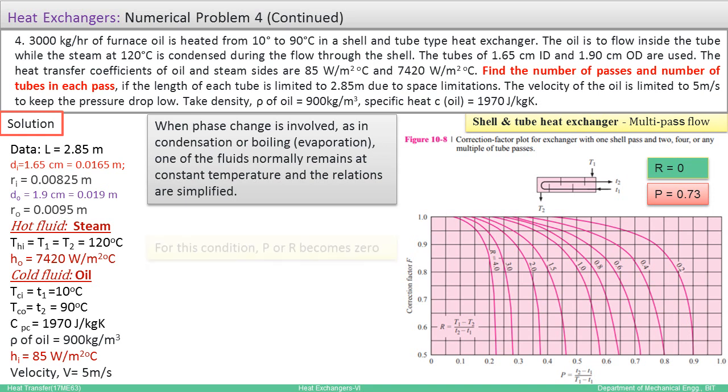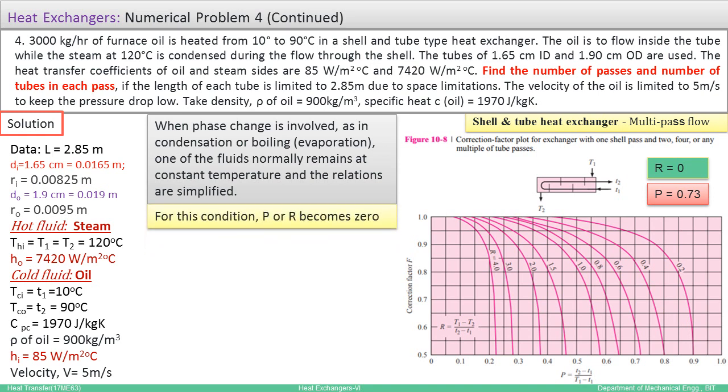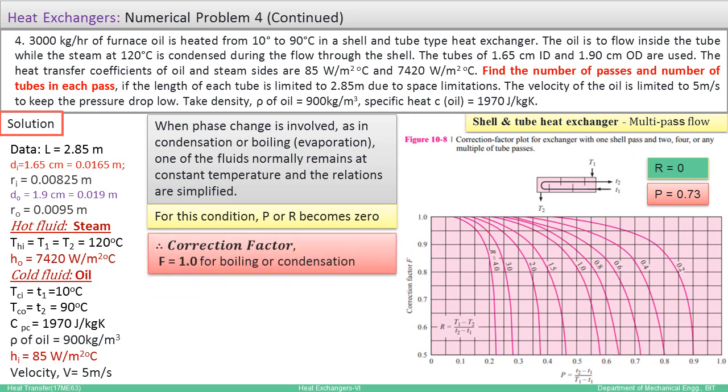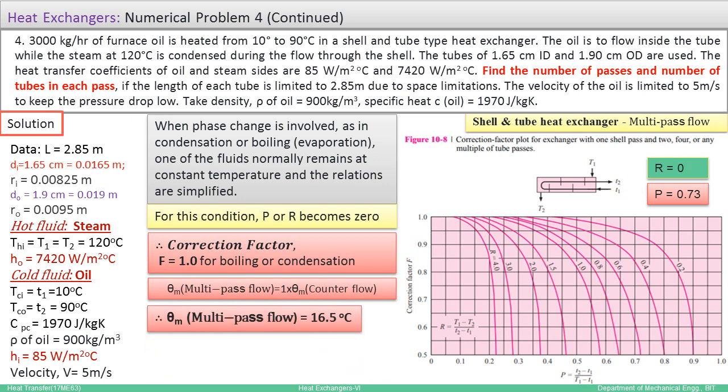So because of this, we can say P or R becomes 0. Definitely this correction factor becomes equal to 1 for boiling or condensation. So that's what we have now. This is what we have for multipass flow. For this case of condenser, the LMTD is equal to 16.5 degree Celsius, which is the same as LMTD for counterflow.